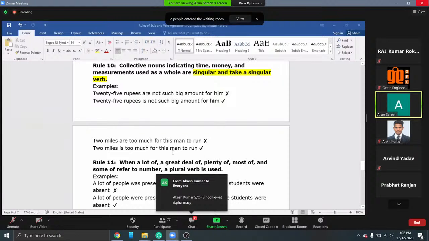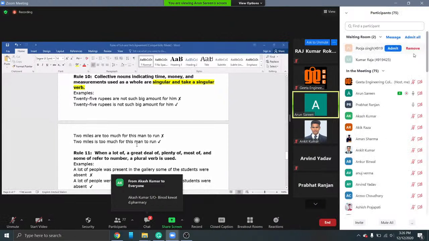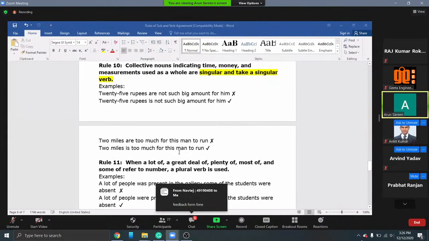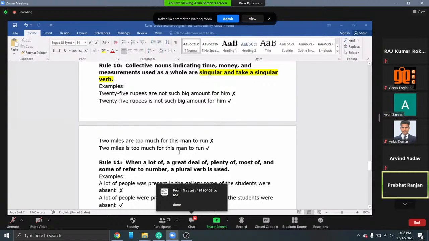The way I refer to your class, I will say the class is studying, but if I want to refer to you people as plural, then I will say the students of the class are studying. Okay, is that fine, beta? Yes, sir. Okay, let's come to rule number 11.